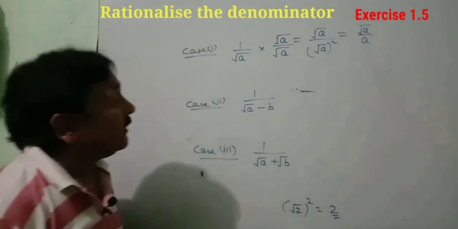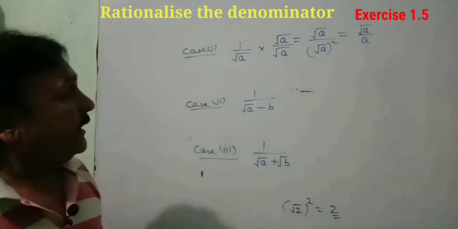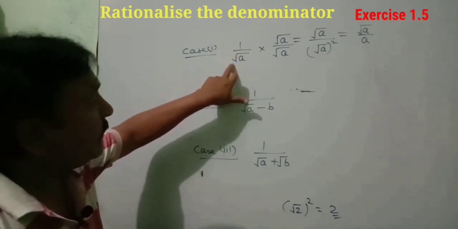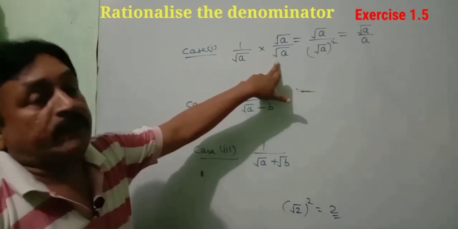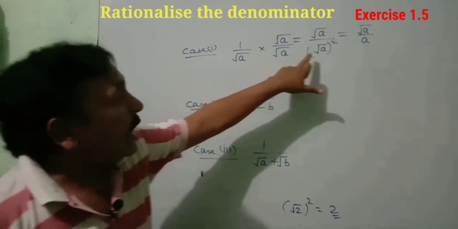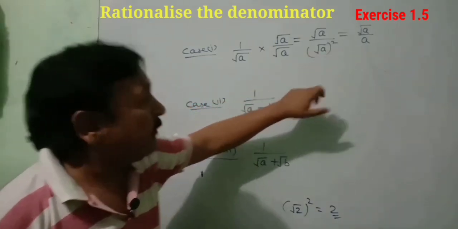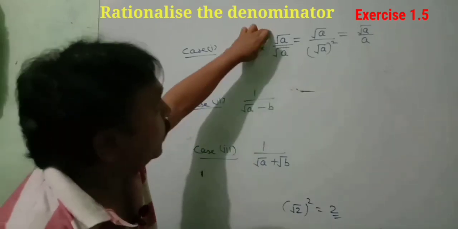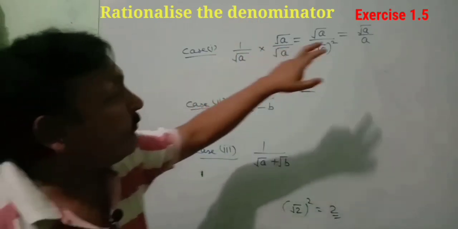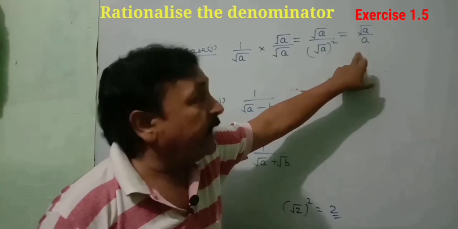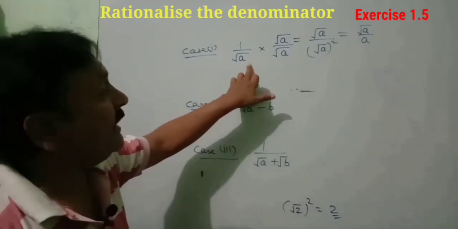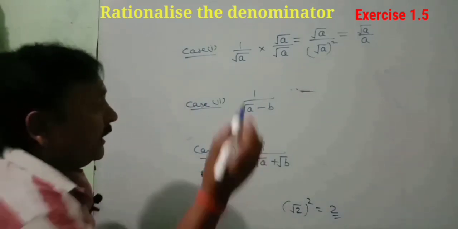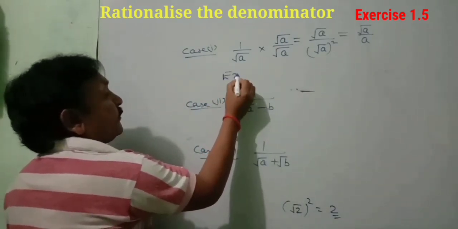Just see it. What I had actually done here for removing this root sign, I multiplied with itself so that the square will come over it. But where I multiplied here, I multiplied by the same number in the numerator also. Okay, so our final answer becomes root A upon A. It means we have rationalized the denominator. Understood? Let us see one example.